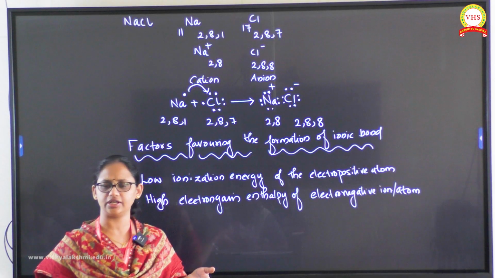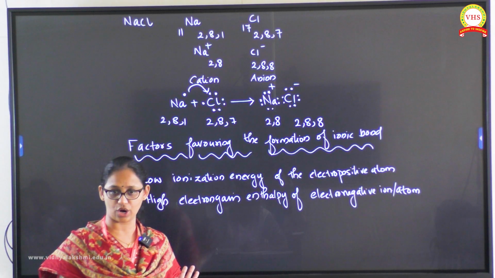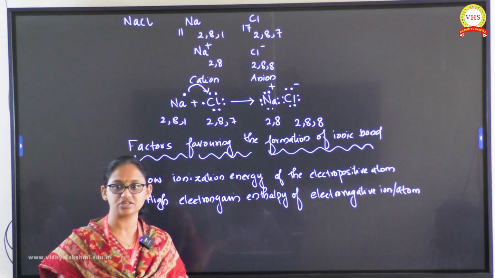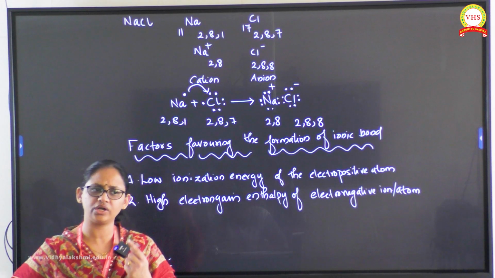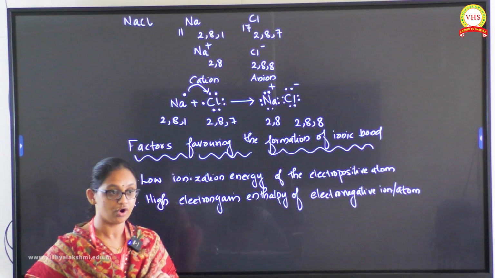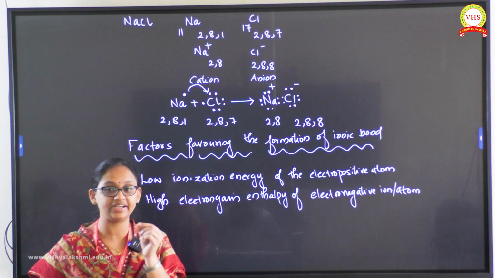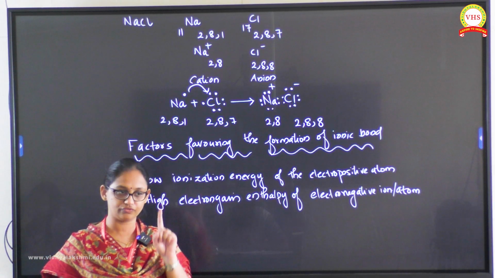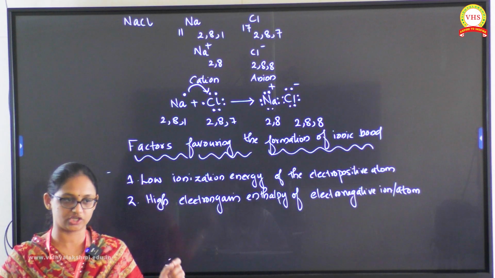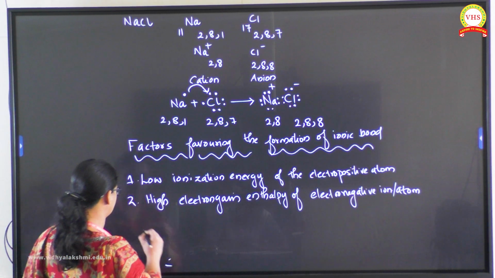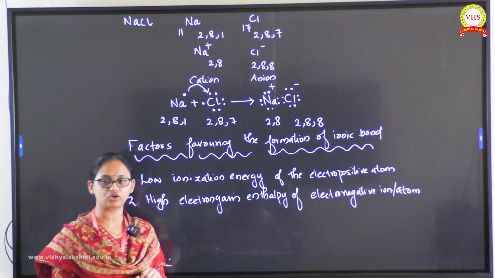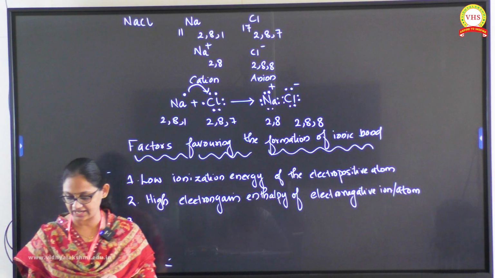Low ionization energy means they can easily lose electrons. High electron gain enthalpy means they can easily accept electrons. In the case of sodium chloride, sodium has only 1 electron in the outermost shell, so it can easily lose the electron. Chlorine has 7 electrons in the outermost shell, and only 1 electron is required for getting a stable electronic configuration. So the first factor is low ionization energy of the electropositive atom, and the second factor is high electron gain enthalpy of the electronegative atom.